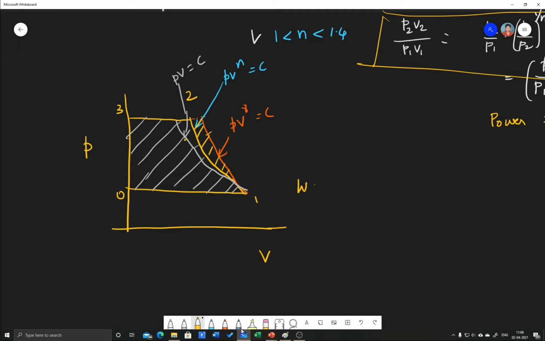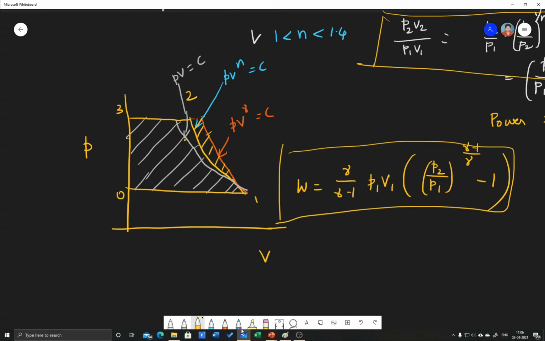And if it is an adiabatic process, the work will have a similar formula. Instead of n, there will be gamma by gamma minus 1 into P1 V1 multiplied by P2 by P1 whole power gamma minus 1 by gamma, minus 1. This is the formula if it is an adiabatic process. Whereas for the isothermal process, the work will be equal to P1 V1 multiplied by ln of V2 by V1, or you can say the compression ratio.